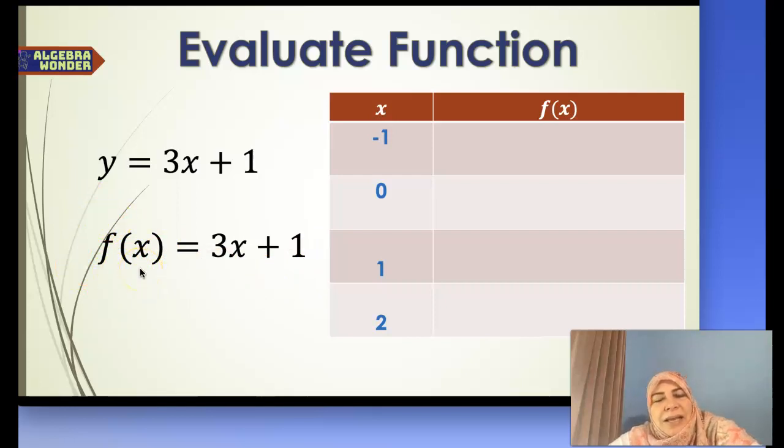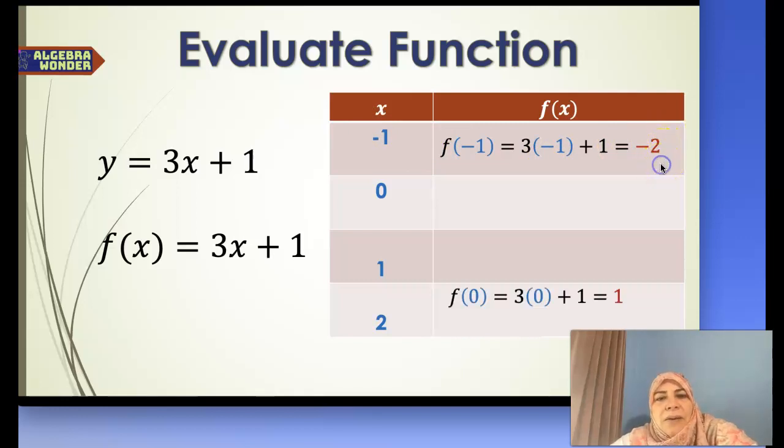Now, let us see how we can evaluate this. If I ask you what is f of negative 1, x is negative 1. So f of negative 1, which is y, is 3 times x, which is negative 1, plus 1. So 3 times negative 1 is negative 3, plus 1 is negative 2. So f of negative 1 is negative 2, and y is negative 2.